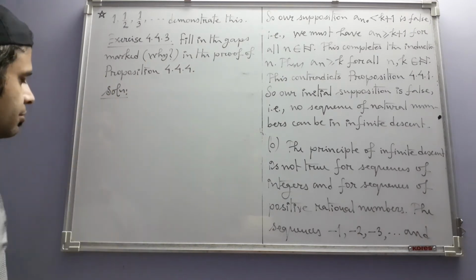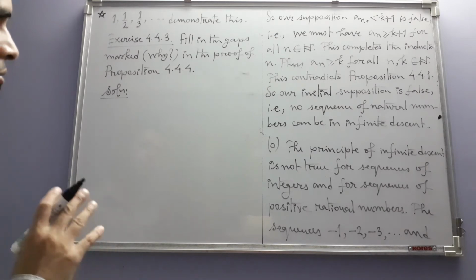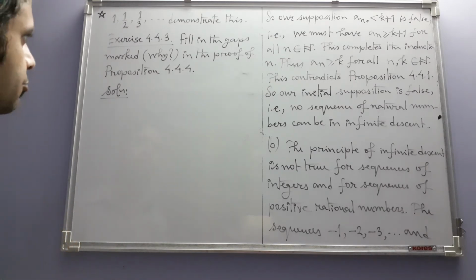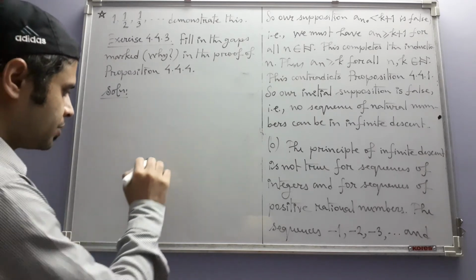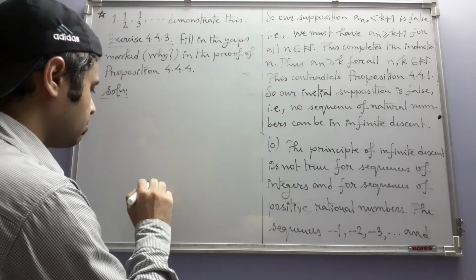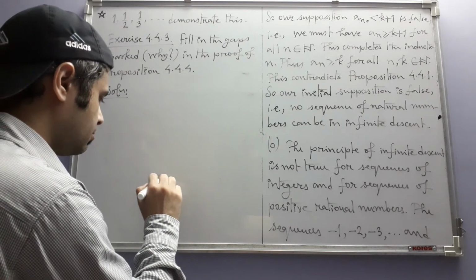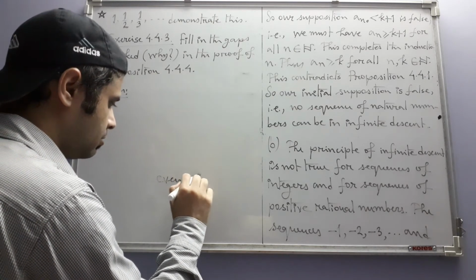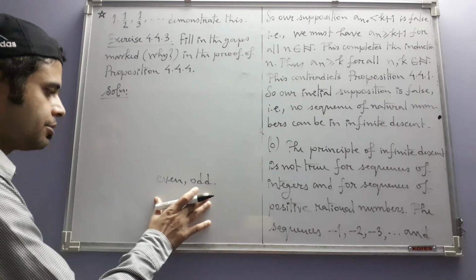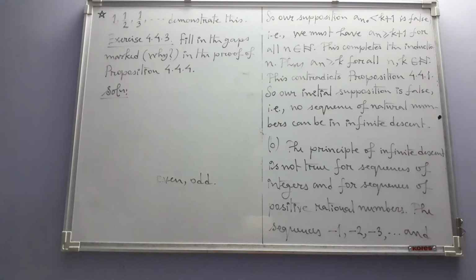Okay, now we have to recall what the things were in the proof of proposition 4.4.4. Recall that we defined what we mean by even and odd integers. And we also said that every integer is either an even integer or an odd integer.